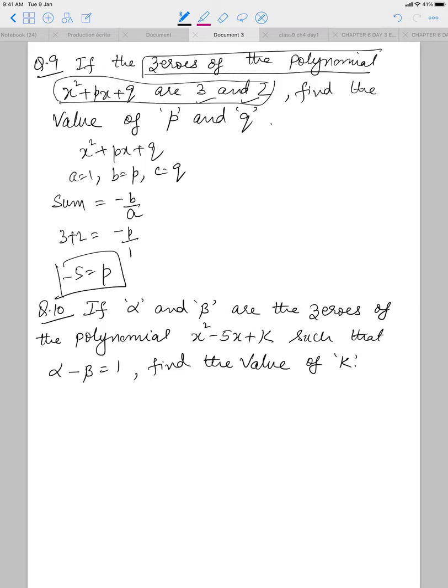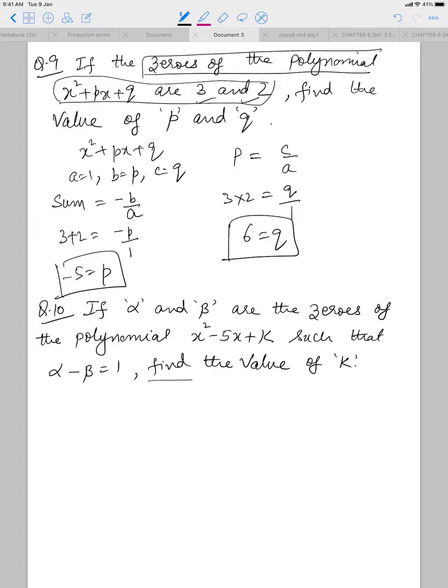Right. Similarly, q you can find out by using product. Product is equal to c by a. What is the product given to us here? 3 into 2 is equal to q upon 1. That means 6 is equal to q. Q is equal to 6 and p is equal to minus 5. Now question number 10 says, if alpha and beta are the zeros of this polynomial such that alpha minus beta is equal to 1, find the value of k.